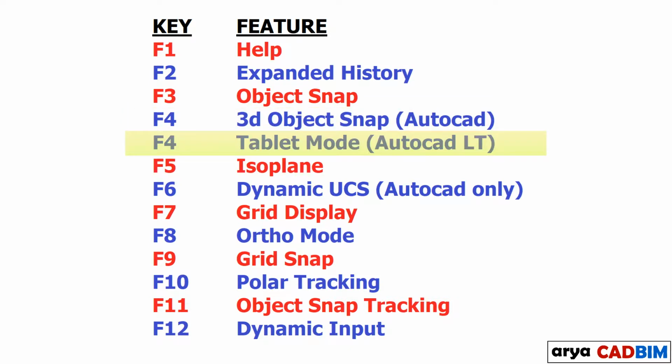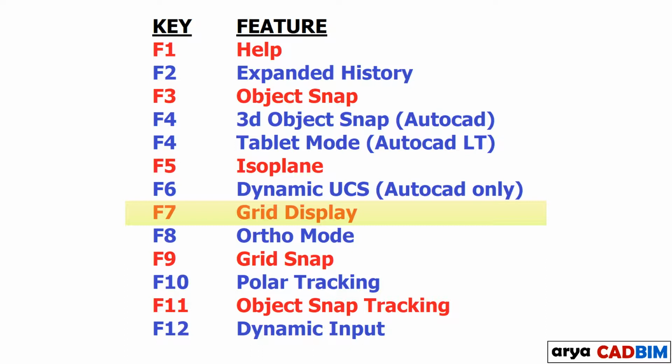On the other hand, it has a different function in AutoCAD LT, it turns tablet mode on or off. It is different in LT, because LT is just for 2D drafting, not 3D. F5 changes the isoplane setting. F6 toggles dynamic UCS. Note that it doesn't work for AutoCAD LT. It has no function in LT.